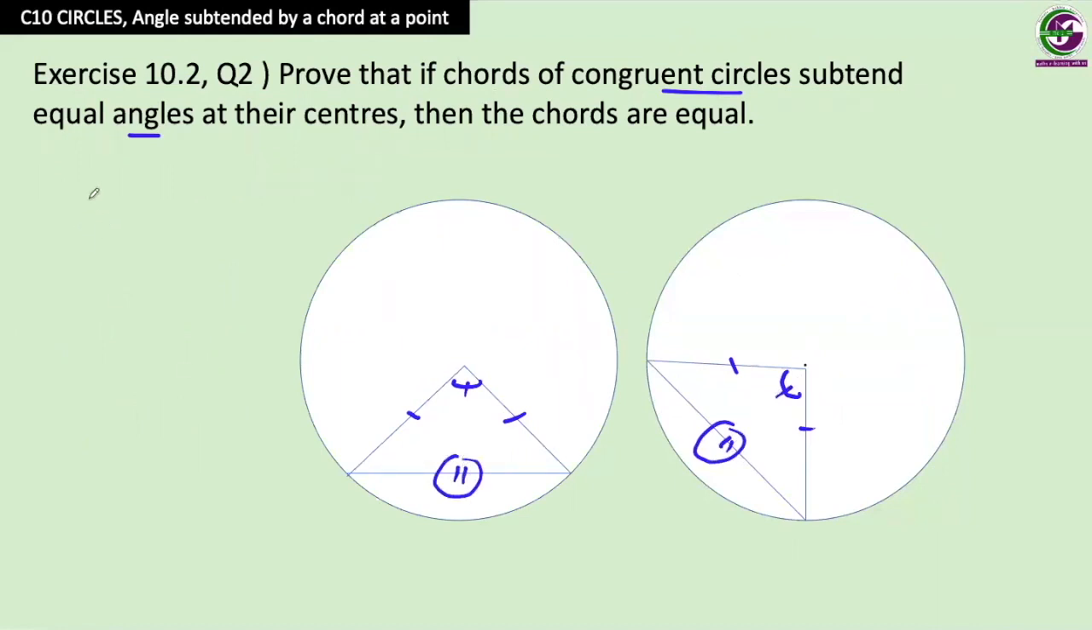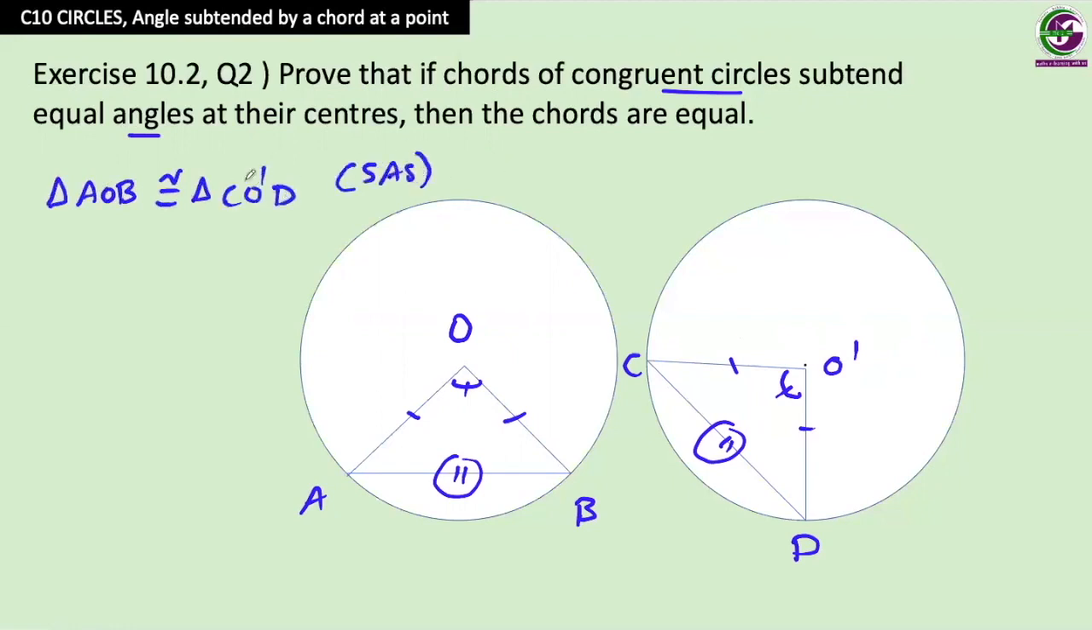In the same way, we can prove for A, B, C, D, O and O dash. So we can say that triangle AOB is congruent to triangle COD by the SAS congruence rule. Just now we proved it. So by CPCT, we have AB equal to CD. Which means if the angles at the centers are equal, then the chords are equal. We have to use this theorem in many exercises coming in this chapter.